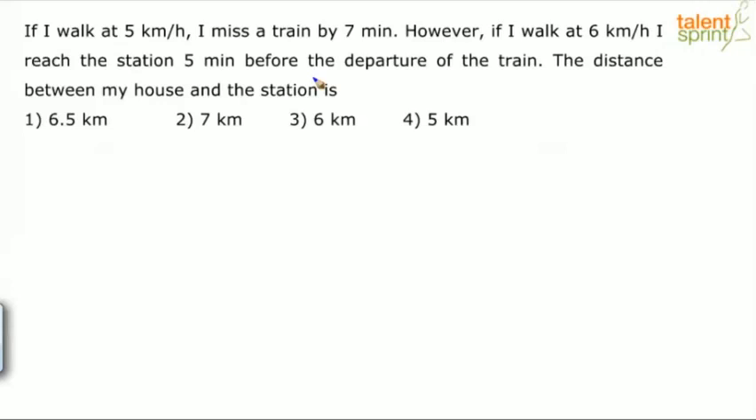6 kilometers. Yes. So what do we do here? See, if I walk at 5 kilometers per hour, I miss a train by 7 minutes, which means you will reach the station late. Late by how many minutes?